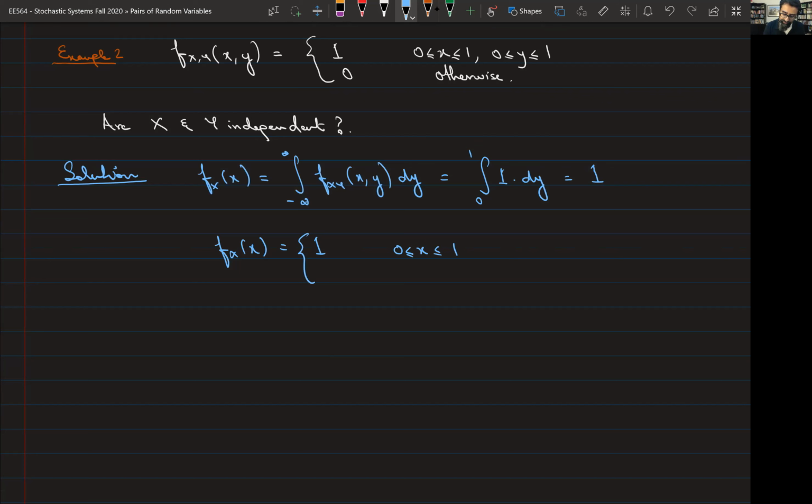And that comes about from the fact that this integral is equal to 1 only when x is between 0 and 1. As soon as x goes outside the interval 0 and 1, the joint PDF drops down to 0, and therefore the integral is 0 there as well. So this is f_X(x). And similarly, I can conclude the same about y, because everything is symmetric. This is going to be equal to 1 for 0 less than or equal to y less than 1, and 0 otherwise.